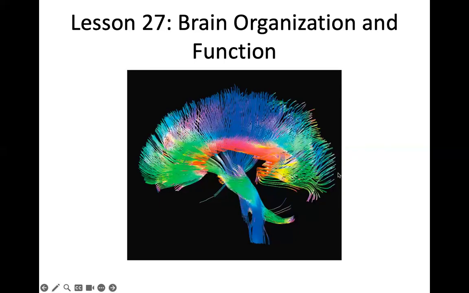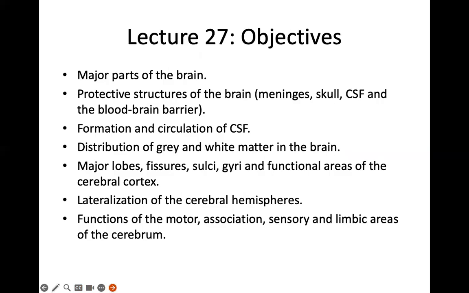Lesson 27, Brain Organization and Function. In this lesson, we'll be covering major parts of the brain, meninges, CSF, gray and white matter, lobes, fissures, sulci, gyri, hemispheres, and some important functions.